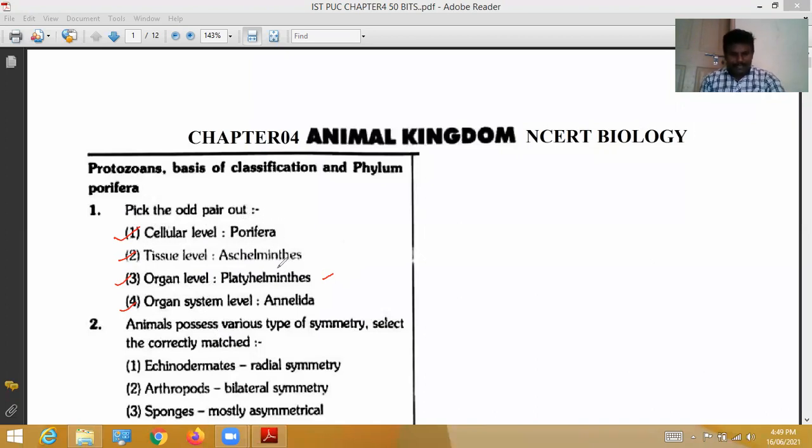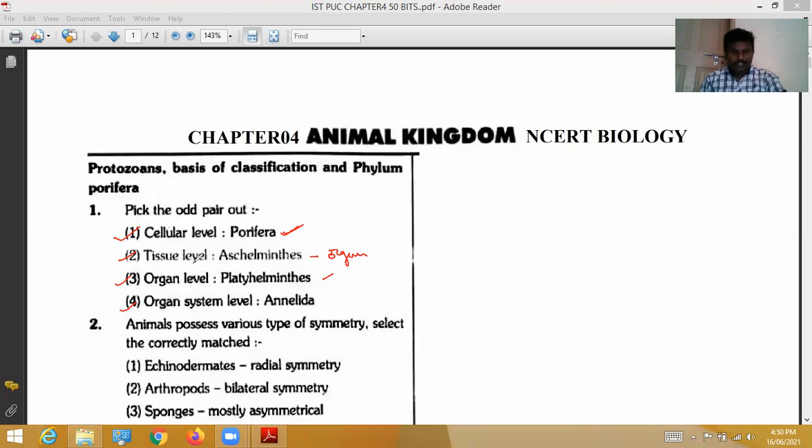Generally, cellular level of organization is seen in Porifera. In the Porifera, the cells are loosely arranged. So it is correct, it is not the odd pair. Next, tissue level of organization. Aschelminthes does not show tissue level of organization. Actually, Aschelminthes shows organ level of organization.